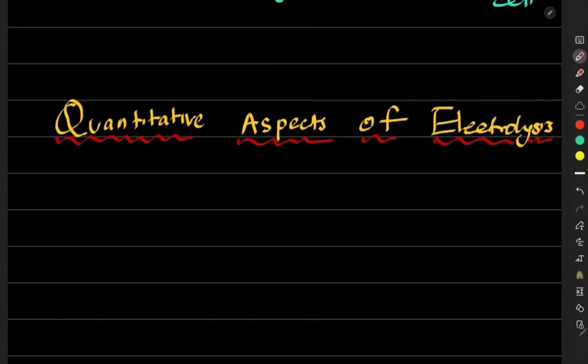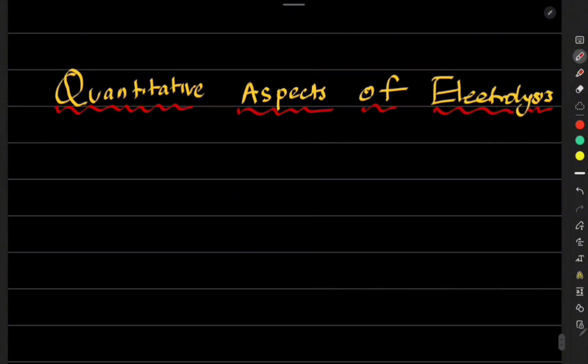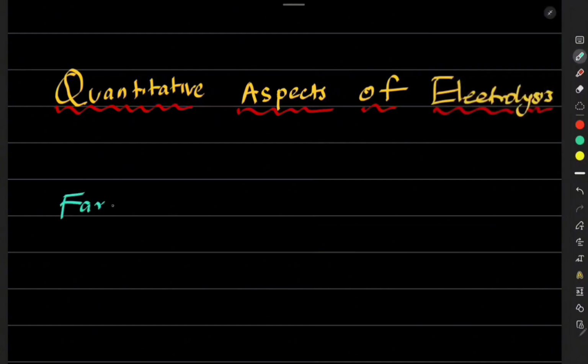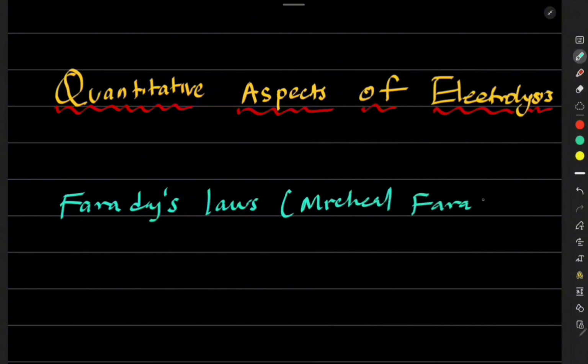Now let's discuss the quantitative aspects of electrolysis. The first scientist who described the quantitative aspects of electrolysis is Michael Faraday. There are two laws for electrolysis. There are two Faraday's laws for electrolysis. Let's write it down. Faraday's laws by Michael Faraday.